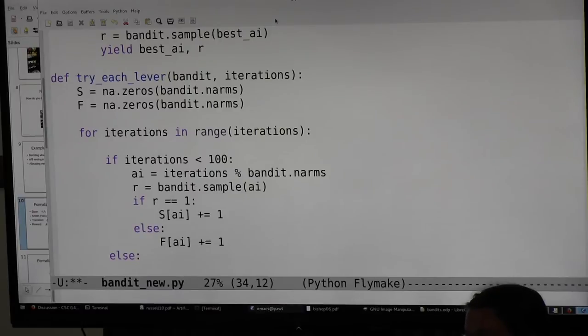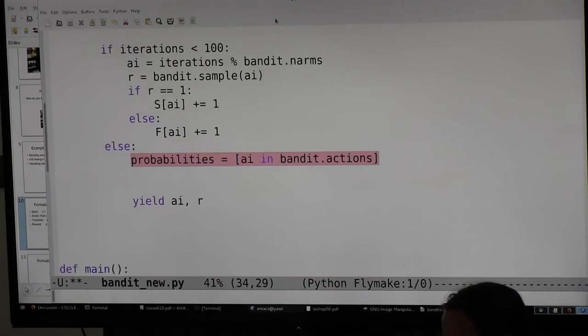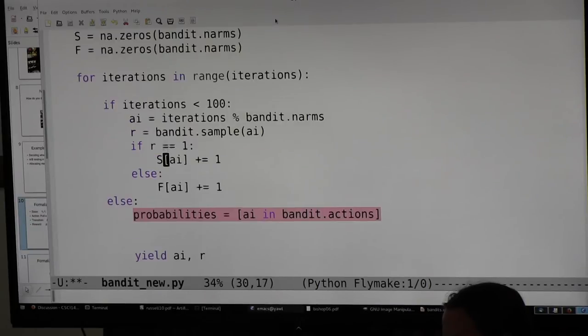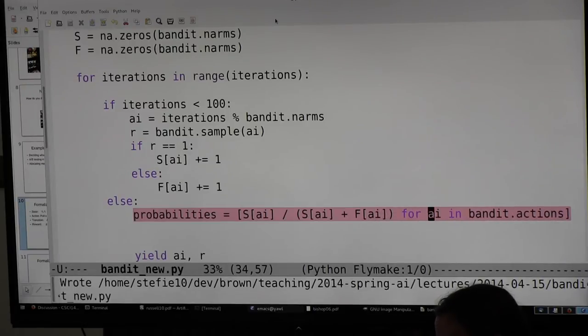So now what do I do? Yes? Use the one selected continuously? Yeah, I'm going to compute my probabilities, I'm going to compute my mus, and then I'm going to use the one that's the best. Just that and nothing else. Okay, so how do I do that? Will people be sad if I do this with a list comprehension? Bandit.actions. So what should each probability look like? The probability of success using them. Yeah, so S sub AI divided by S sub AI plus F sub AI, for AI in bandit.actions. Does that look good?